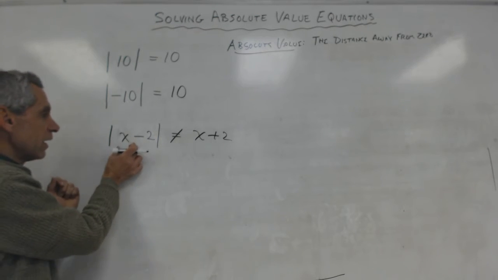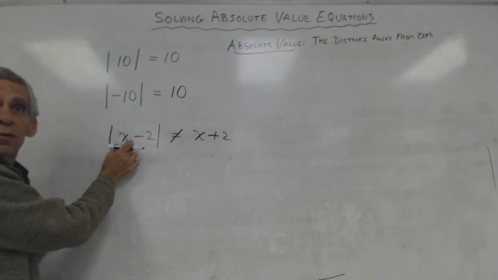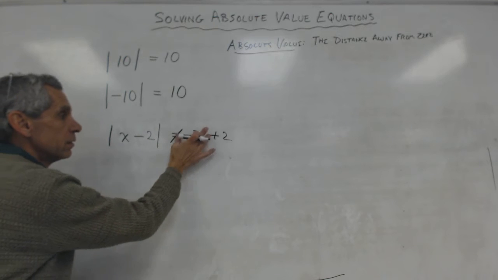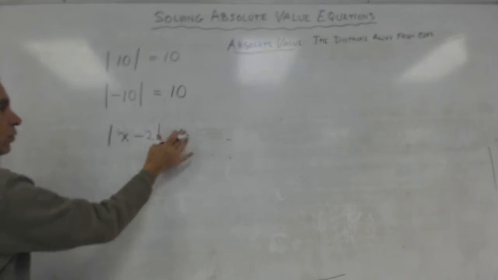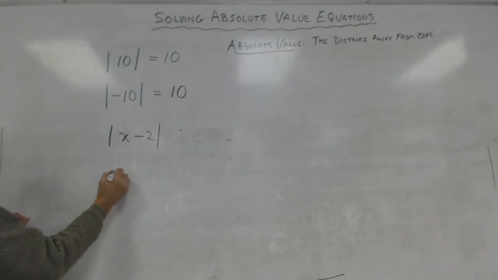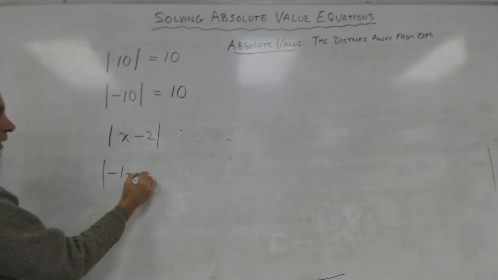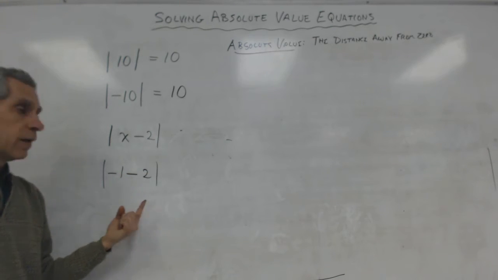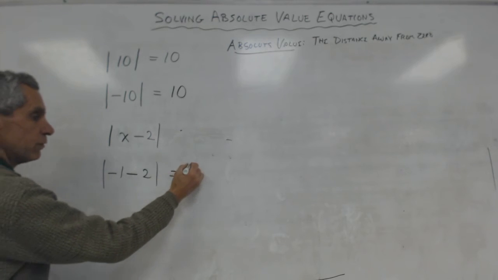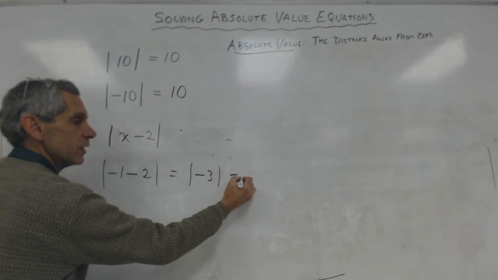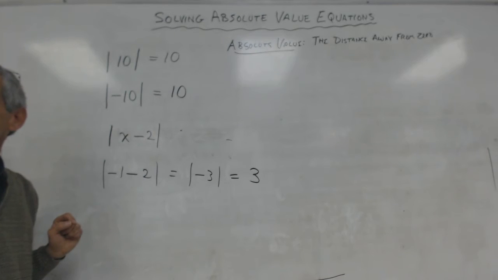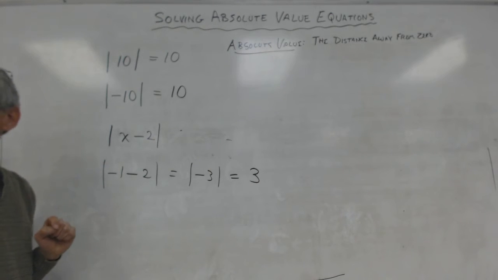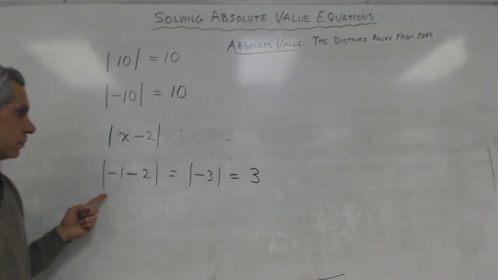Yeah. Because if x were negative 1, then negative 1 minus 2 would be what? If x were negative 1, the absolute value of negative 1 minus 2, what's negative 1 and negative 2? Negative 3. So that's the absolute value of negative 3, which is equal to positive 3. You with me? Yeah. You see what I mean? And wait, what did you write before that? You wrote the absolute value of x minus 2.